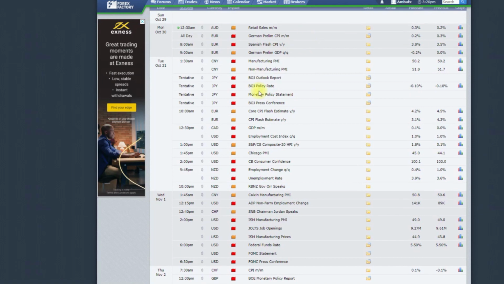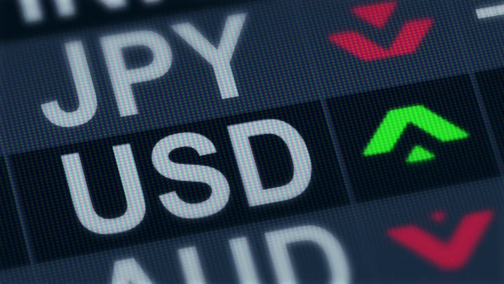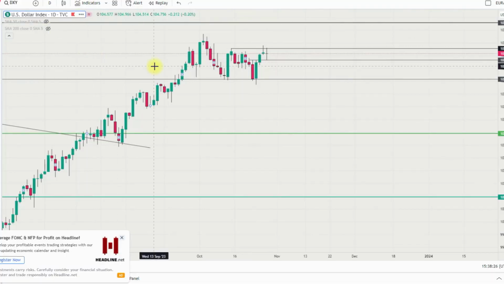So let's go back to the technical and check out the DSY. I'll tell you the level I'm looking at: the break of 106.77 or the break of 106.331. So let's see, 40 pips between. I want to see the break before I take my action. But now I think the US dollar is bullish to neutral.